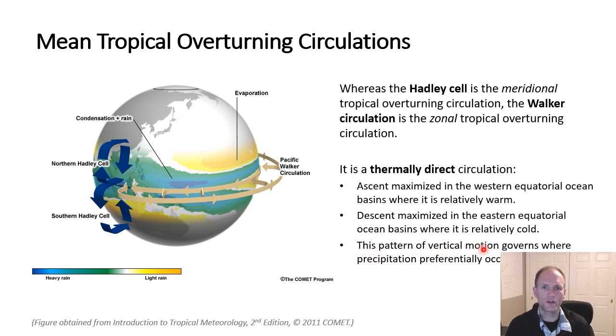This pattern of vertical motion, ascent in the western ocean basins and descent in the eastern ocean basins, governs where precipitation preferentially occurs. So if we think back to our tropical climatology lecture notes and slides, we saw that rainfall is maximized, especially in the western portions of the equatorial ocean basins, with somewhat less, especially away from the equator, in the eastern portions of the equatorial ocean basins.